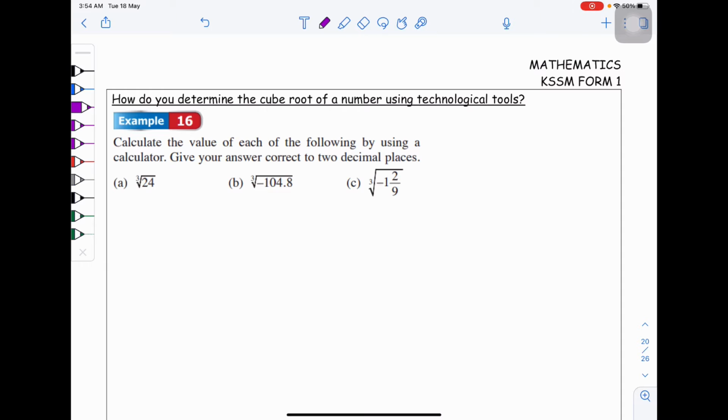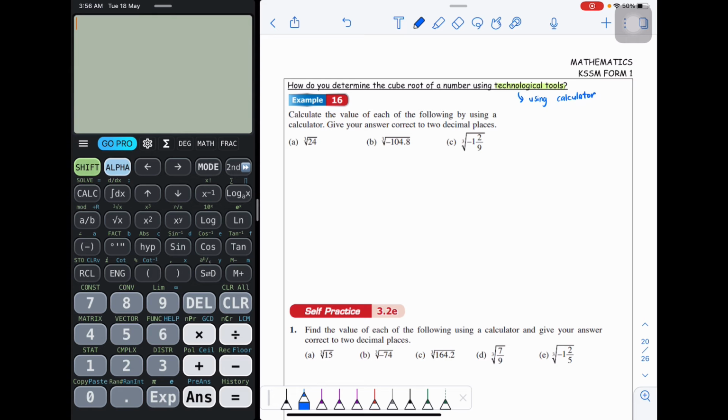Next, how do we determine the cube root of a number using technological tools? Technological tools here means we are using a calculator. So in example 16, we need to calculate the value of each of the following by using a calculator. Give your answer correct to 2 decimal places. We're going to use a calculator for example 16.